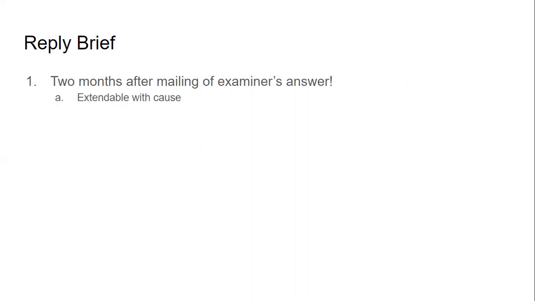So next would be the reply brief. That would need to be filed 2 months after the mailing of an examiner's answer. That can be extendable with cause, and it does include a forwarding fee. But that forwarding fee actually has to be paid whether or not the reply brief is filed. It's basically just saying, yes, we want to move forward into the appeal, and so it's forwarding it from the examiner's jurisdiction into the appeal jurisdiction.